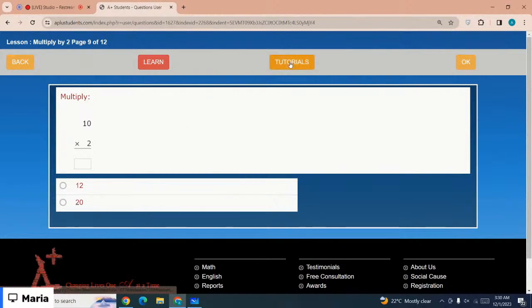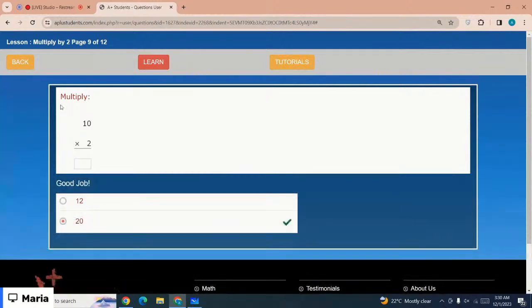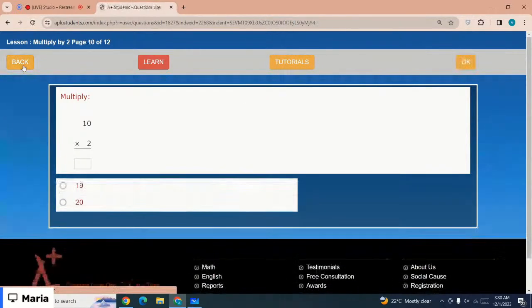Okay, you can complete the lesson by yourself later today. Let's just move on to the next lesson. We are going to learn how to multiply by 3.